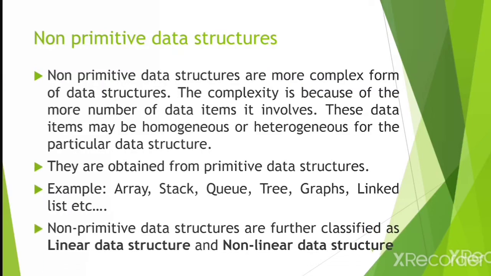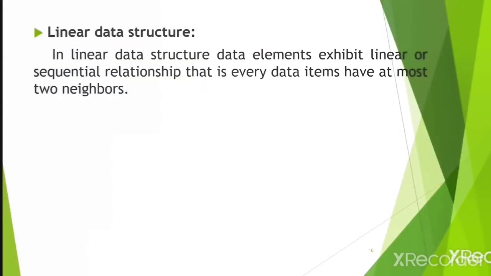Non-primitive data structures are further classified as linear data structure and non-linear data structure based on the type of relationship that exists among the data items. Next, linear data structure. In linear data structure, data elements exhibit linear or sequential relationship, which means every data item or every data element will be having at most two neighbors.